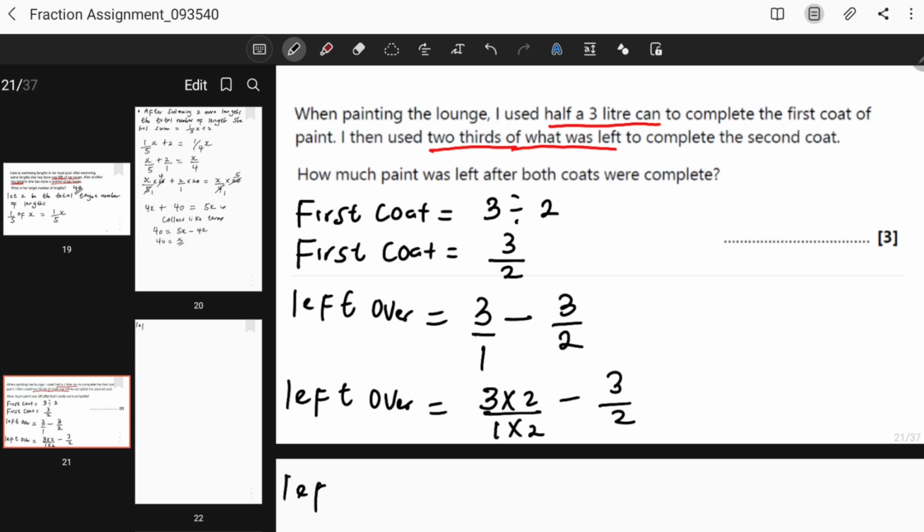So our leftover right here is equal to 6/2 minus 3/2, and this will give us what? It will still give us 3/2, right? So leftover is 3/2. Now the question said that for the second coat, she used 2/3 of what was left. What we have left is 3/2, and she used 2/3 of what was left to complete the second coat, right? So let's go ahead and interpret.